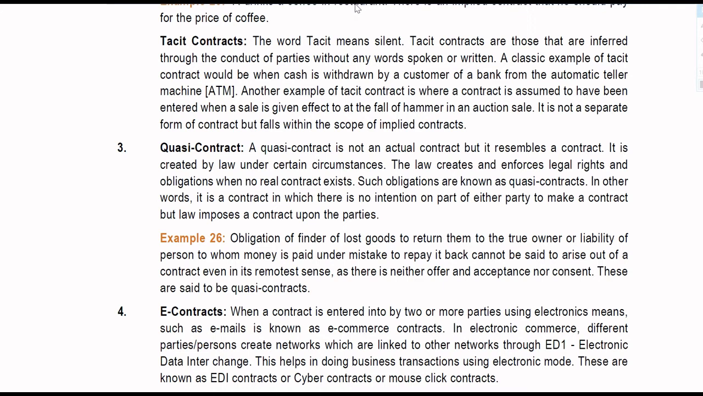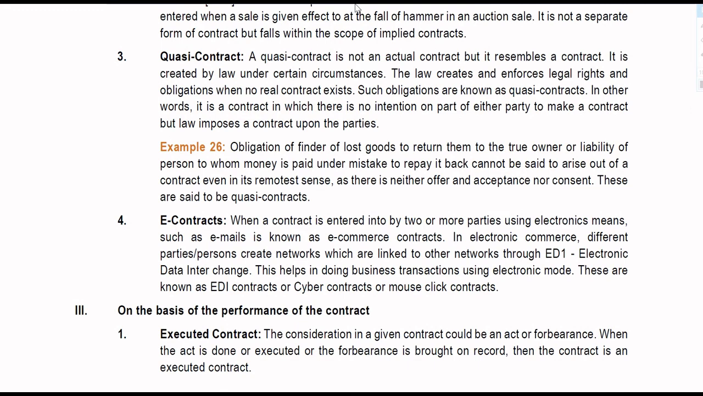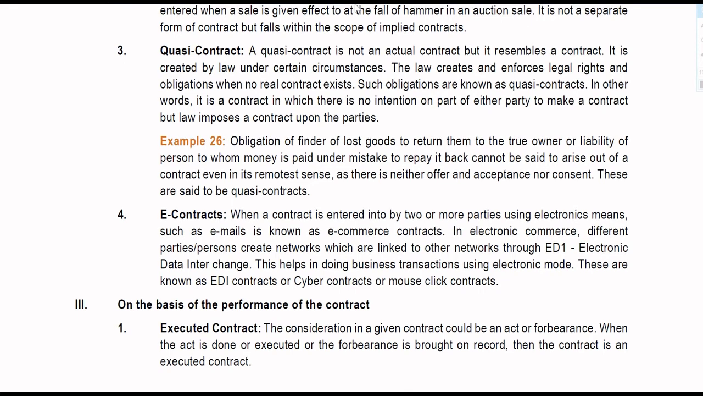Okay. E-contract. When a contract is entered into by two or more parties using electronic means such as email, it is known as an e-commerce contract. In electronic commerce, different parties create networks which are linked to other networks through EDI, electronic data interchange. This helps in doing business transactions using electronic mode. These are known as e-contracts or cyber contracts or mouse click contracts.